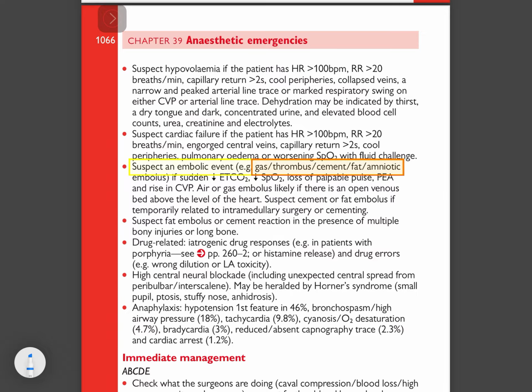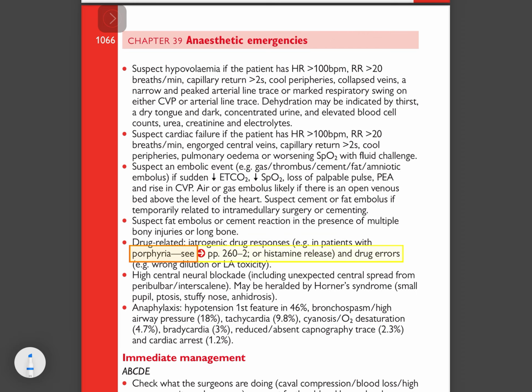Suspect an embolic event, e.g., gas, thrombus, cement, fat, amniotic embolus, if sudden fall in SpO2, loss of palpable pulse, or rise in CVP. Air or gas embolus is likely if there is an open venous bed above the level of the heart. Suspect cement or fat embolus if temporally related to intramedullary surgery or cementing. Suspect fat embolus or cement reaction in the presence of multiple bony injuries or long bone fracture.